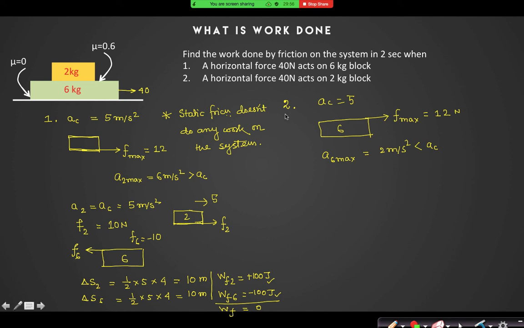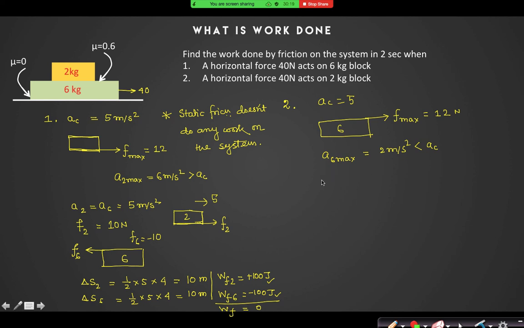All right. Look at this solution. What is the 6 kg block's maximum acceleration? Is it 2 meter per second square? Yes. So in this case, will they move together or will they move separately? They will move separately.